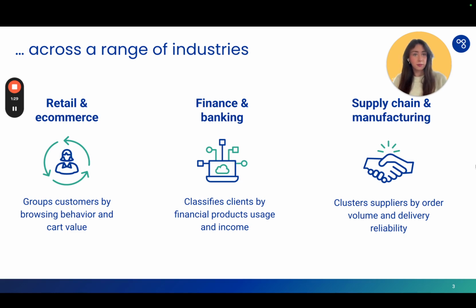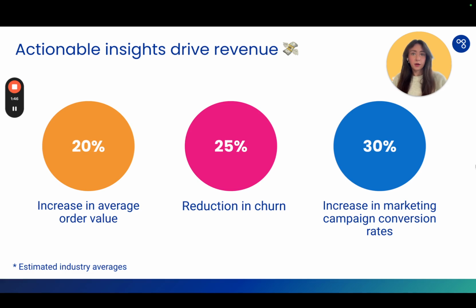This is also applicable across finance and banking, where we can classify clients by their financial products usage and income, for example, to recommend them different types of credit cards. And also in supply chain and manufacturing, where we can, for example, cluster our suppliers based on their reliability and order volume. So there's a range of different use cases here. What we have seen is that customer clustering drives revenue. And across industry, we have seen an average 20% increase in order value, 25% reduction in customer churn, and 30% increase in marketing campaign conversion rates.